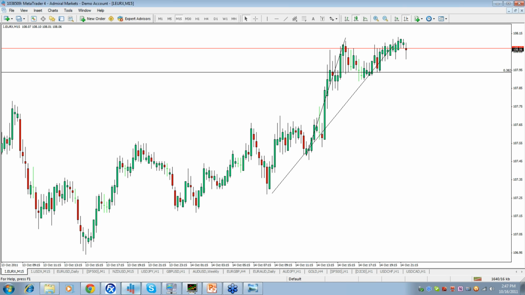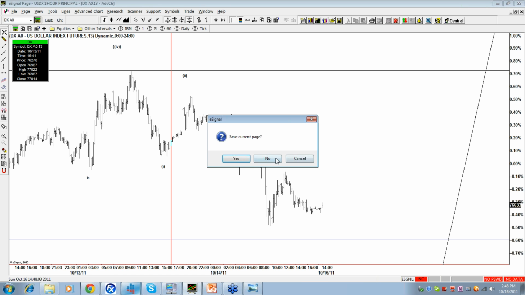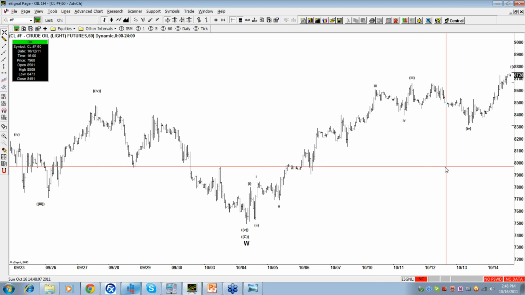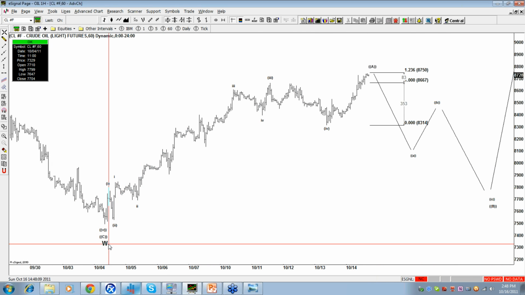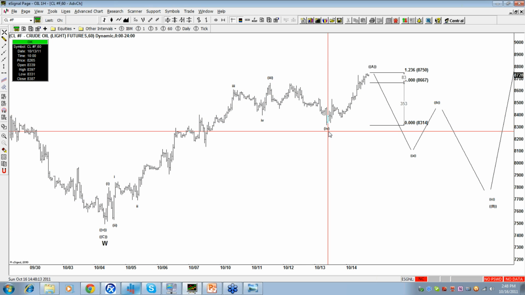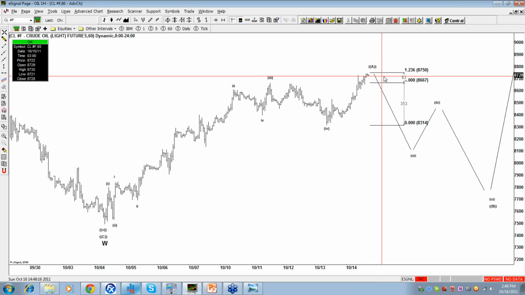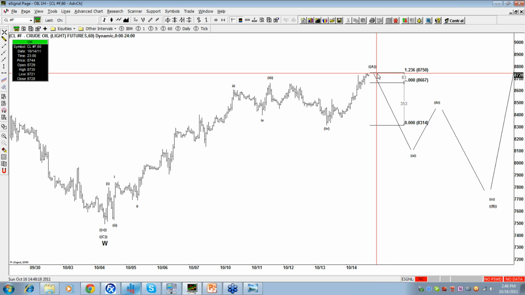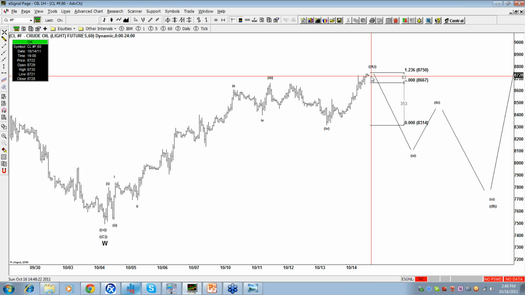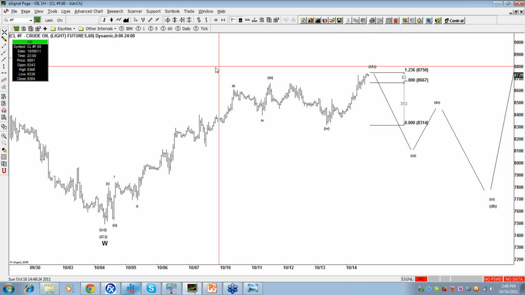Now, oil. I don't want to get into the same things. Oil is ending 1, 2, 1, 2, 3, 4, 5, a flat 4 and a 5. Minimum target, it was hit on Friday. Maybe 1, 2, 3. Maybe this is the end of 3. We need a 4 and a 5.